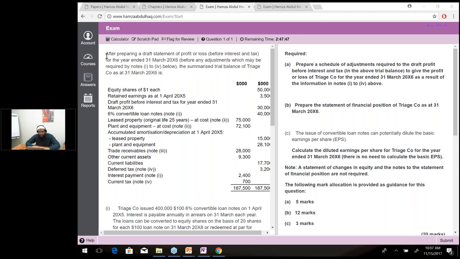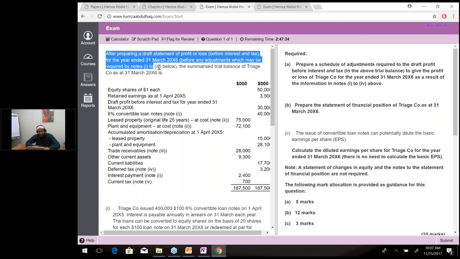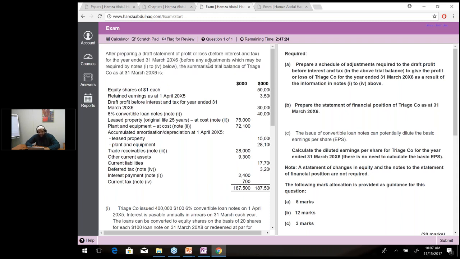Okay, that's good. So I'm starting to read the question. The question says, after preparing a draft statement of profit or loss before interest and tax for the year ended 31st March 2026, before any adjustment which may be required by notes number 1 to 4 below, the summarized trial balance of Triage company as at 31st March 2026 is. So the question has given us the trial balance before any adjustments, but the question has also shown us the profit or loss, which is profit before interest and tax in this.